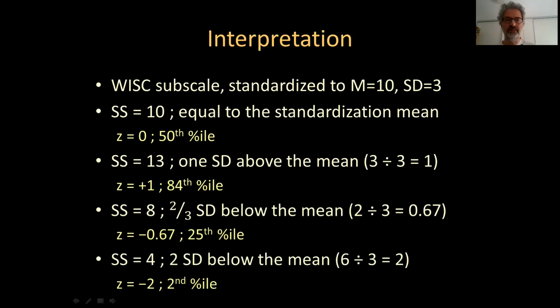What about a scaled score of 4? 4 is 6 below the mean of 10, and 6 is twice 3, so 2 standard deviations below the mean. This means a z-score of -2, which corresponds to the 2nd percentile. So a scaled score of 4 means you're doing worse than 98% of the norming sample, or of the corresponding comparison population.